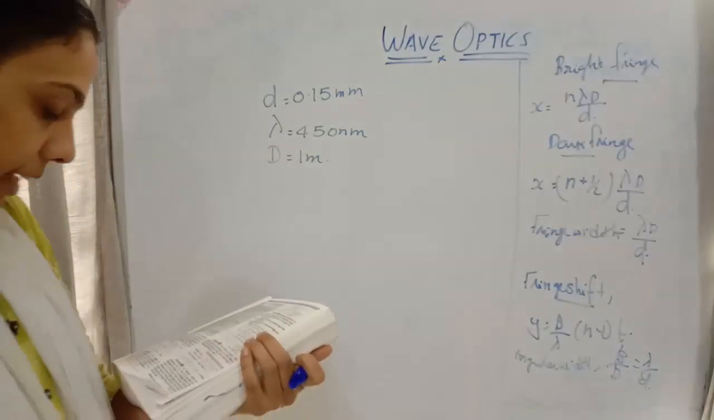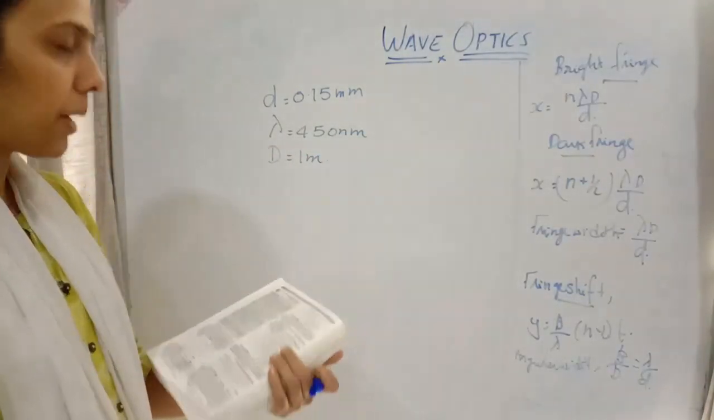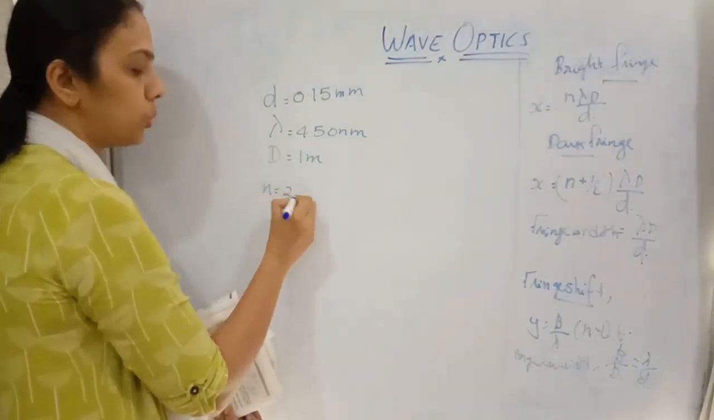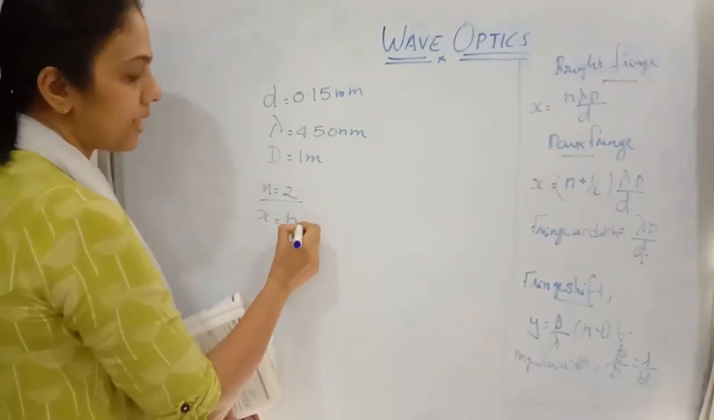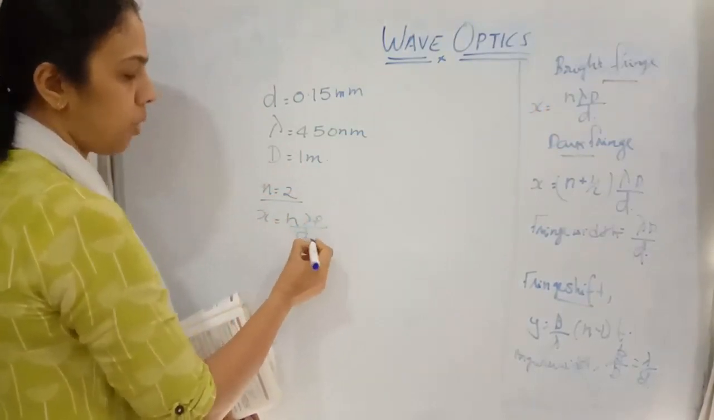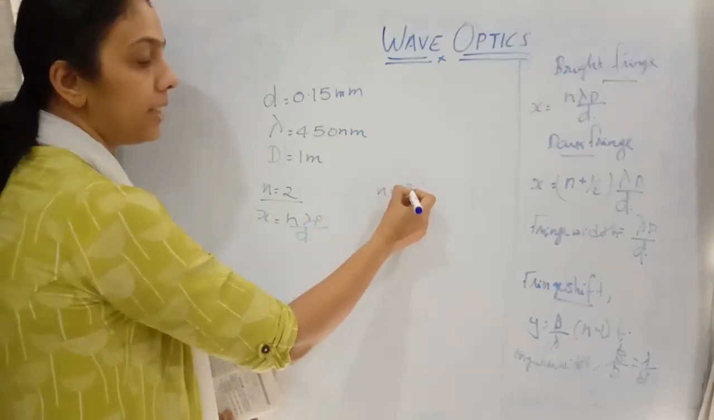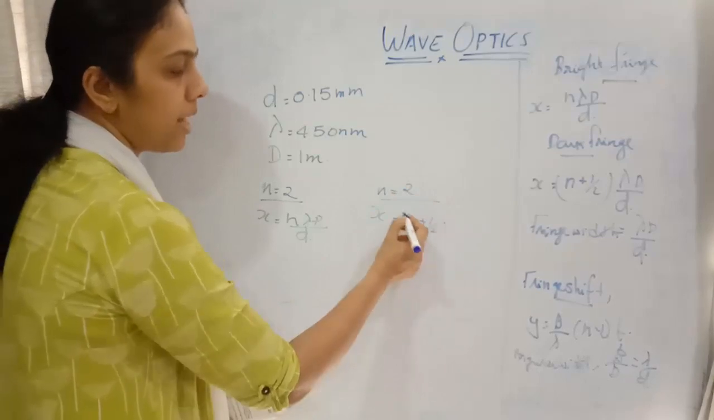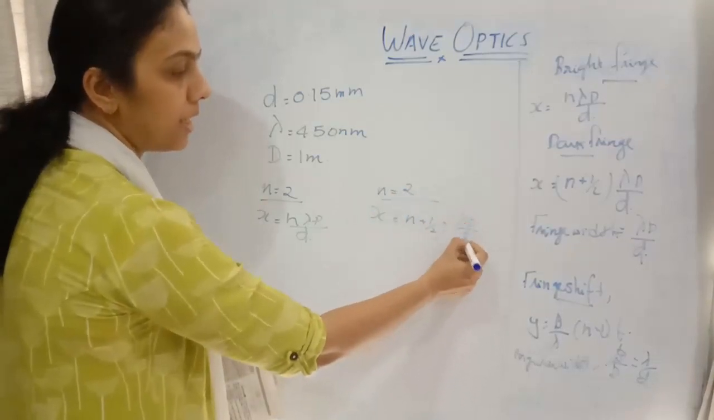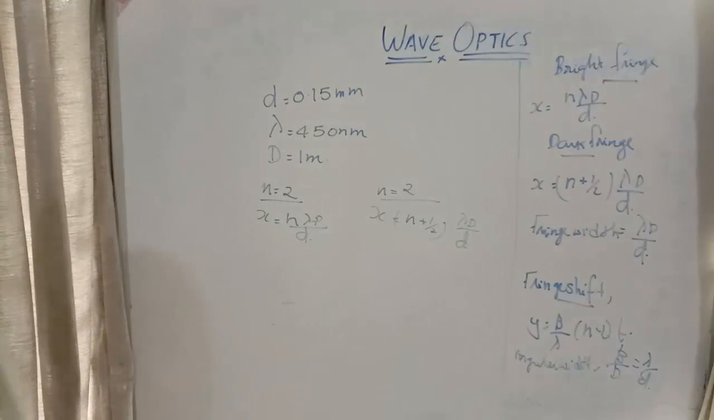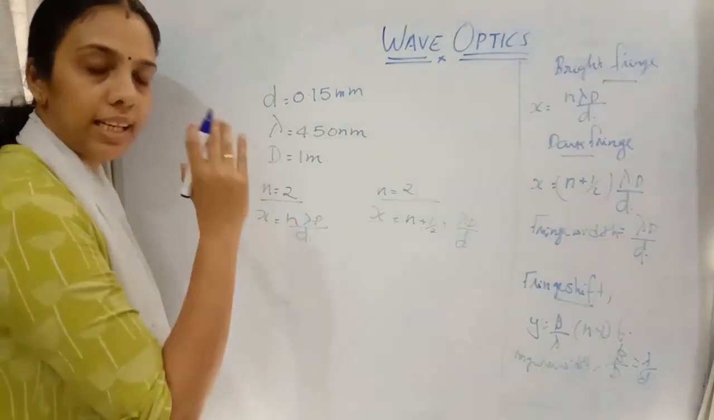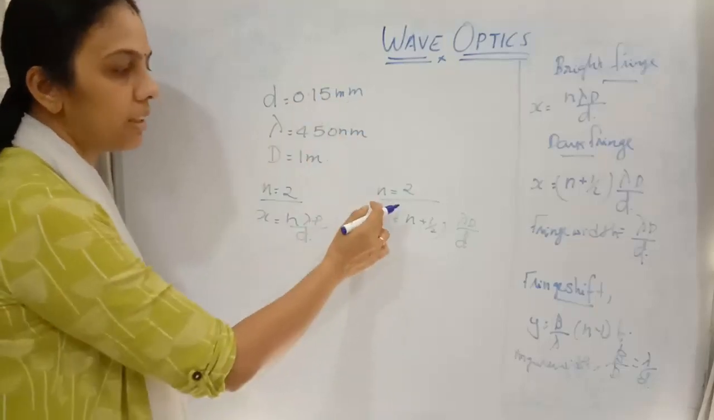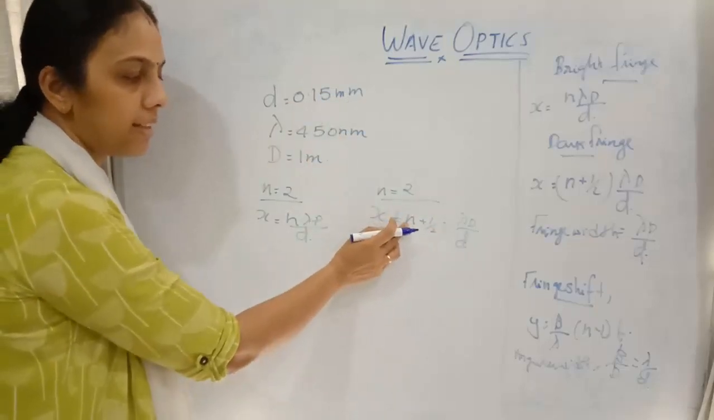Then we need to find the distance of the second bright fringe. Using this formula, n is equal to 2. For the bright fringe, x equals n lambda capital D divided by small d. For the second dark fringe, n is equal to 2, and x is equal to n plus half into lambda capital D divided by small d. So the central fringe, then first bright fringe, second bright fringe; here the first bright fringe, second dark fringe.